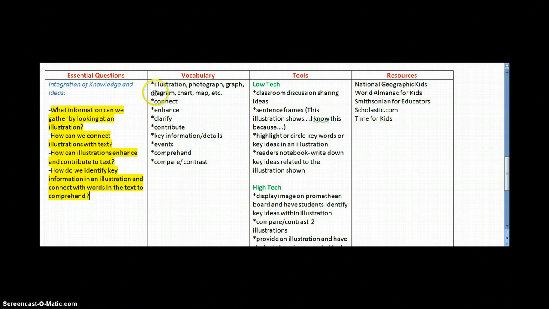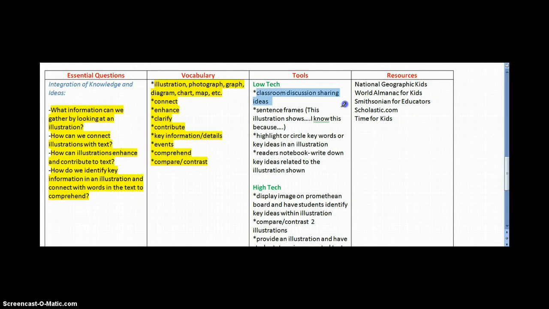Some vocabulary related to that might be, what is the meaning of illustration, photograph, graph, diagram? What does connect mean? How do we enhance, and what does that look like? Clarify, contribute. Key information and detail. Events. Just the word events, or perhaps specific events. Comprehend. What does that look like to comprehend? How do we show comprehension? What does that mean? And compare, contrast.